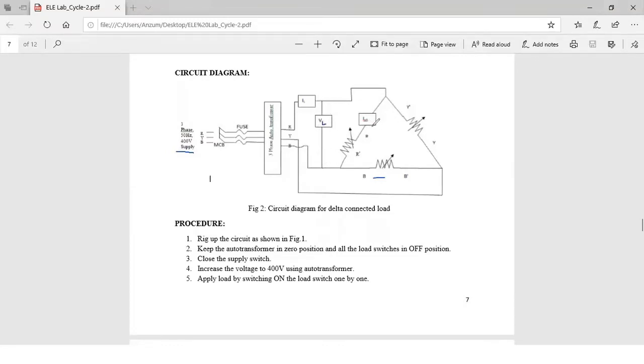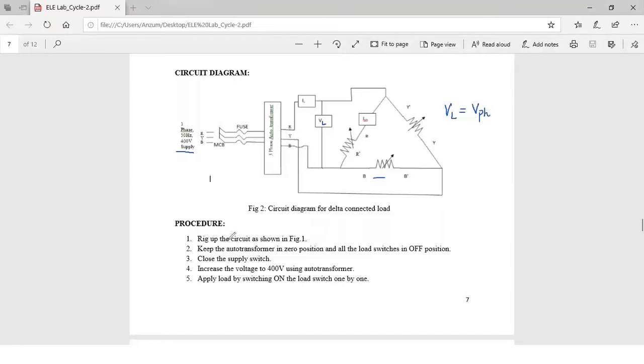And we are going to use another ammeter which will be connected in phase, and this ammeter is going to measure the phase current. We are not connecting any voltmeter to measure the phase voltage, as we know in case of delta connection, phase voltage and line voltage are equal.